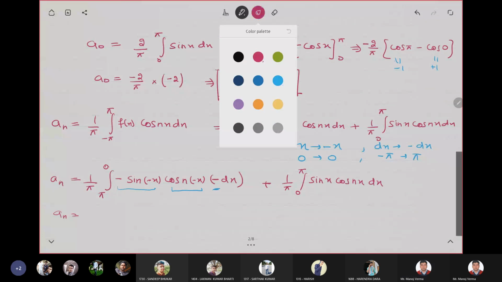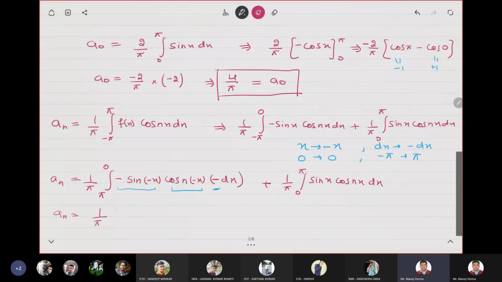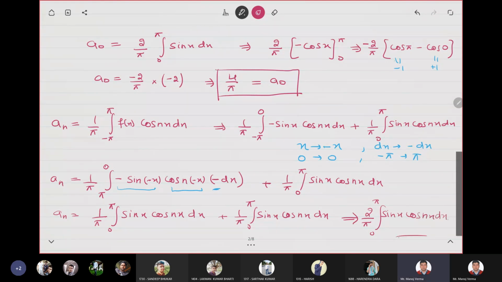So it will become 1 over pi from 0 to pi sin x cos nx dx plus the second integral, which is now the same, from 0 to pi sin x cos nx dx. So this will become 2 over pi. Both the integrals are the same, so I am just taking twice a single integral, sin x cos nx dx. So I have to solve this.